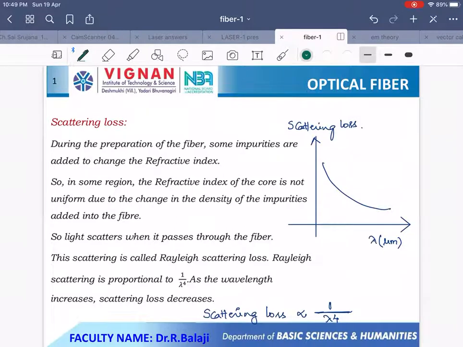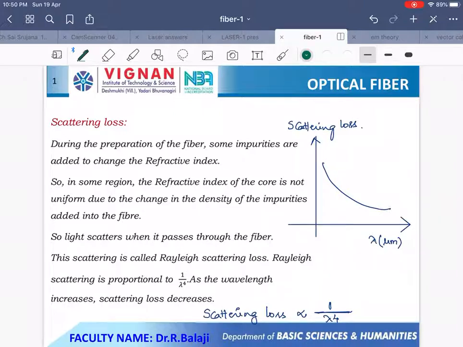When the sending signal is incident on such concentration areas, the light is scattered. Such a type of scattering loss is called Rayleigh scattering loss. And Rayleigh scattering loss is directly proportional to 1 by lambda to the power of 4. So from this equation it is clear that as the wavelength increases, the scattering loss decreases. So to avoid the scattering losses in optical fiber, you always try to send high wavelengths from one place to another place, then you can avoid the scattering losses in the optical fiber.